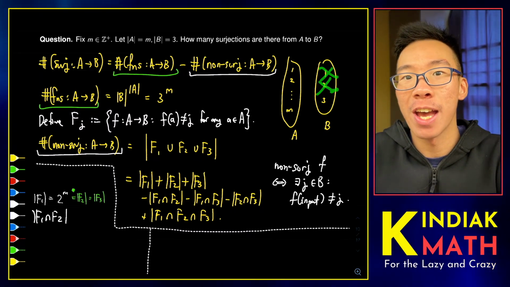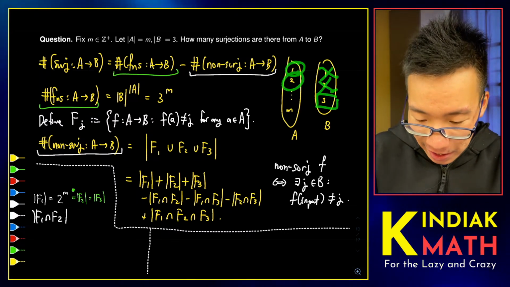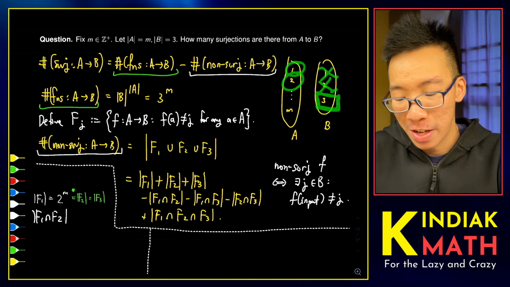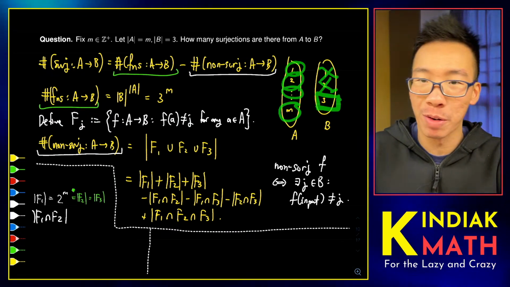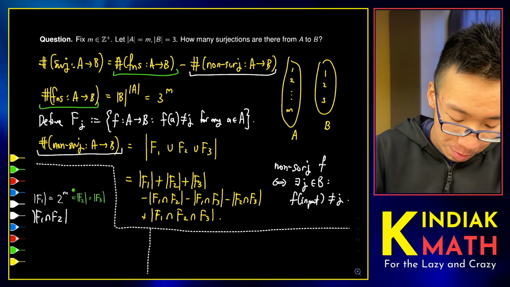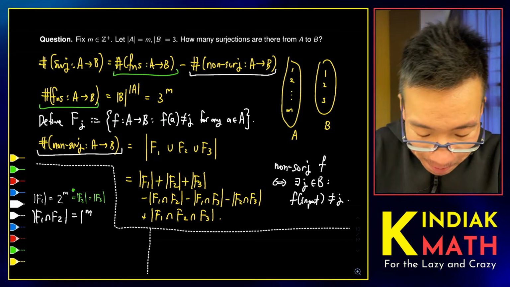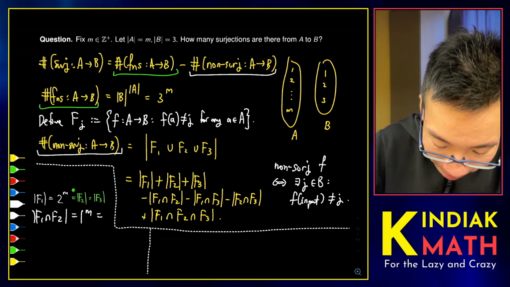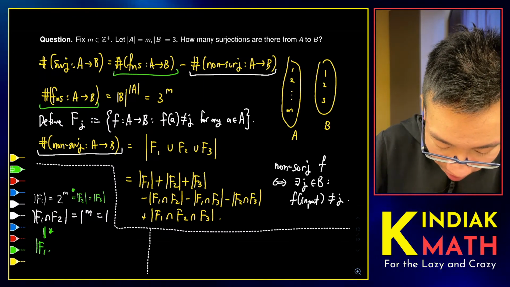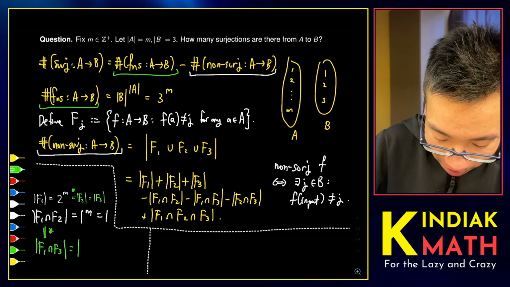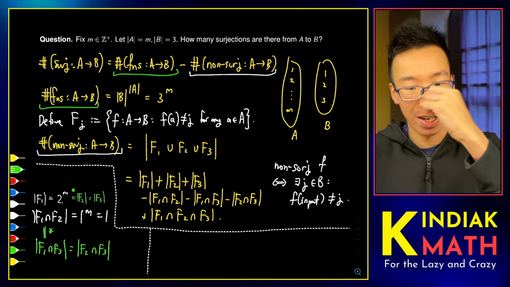How many functions do we have? Well, for the first input, we have only 1 output. For the second input, we only have 1 output. For the third input, we only have 1 output. For the mth input, we only have 1 output. And so, there are a total of 1 to the power of m options, which is just 1. And once again, I'll let you check that this is the same for F1 intersect F3 and F2 intersect F3.